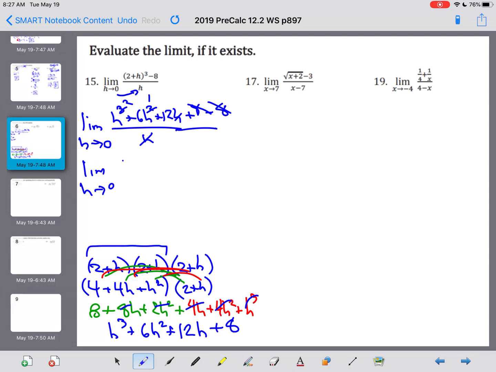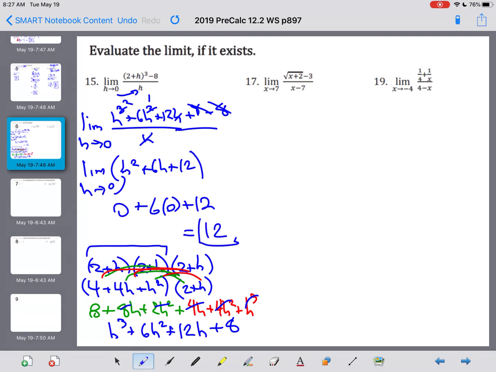So I now have h squared plus 6h plus 12. And if I get 0 here, that gives me 0 plus 6 times 0 plus 12. And so 12 is my final answer. Alrighty.